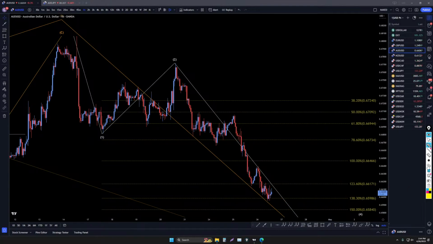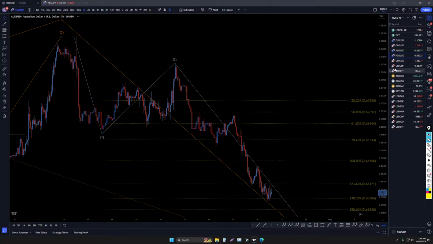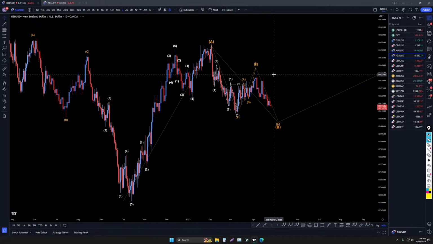So like I said, I had to change my analysis a little bit on the Aussie and the Kiwi, because those things just will not give up on their move down. Definitely very, very weak to the downside.